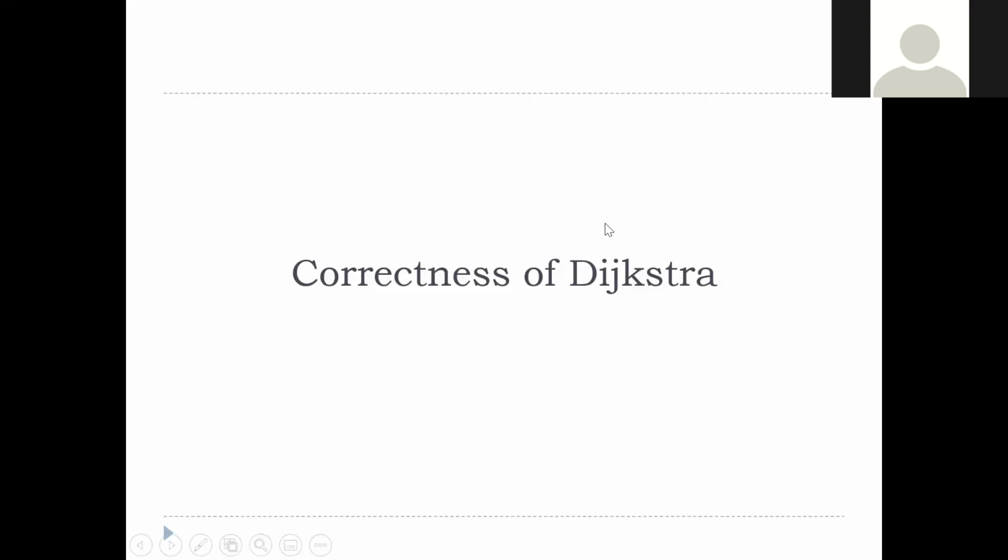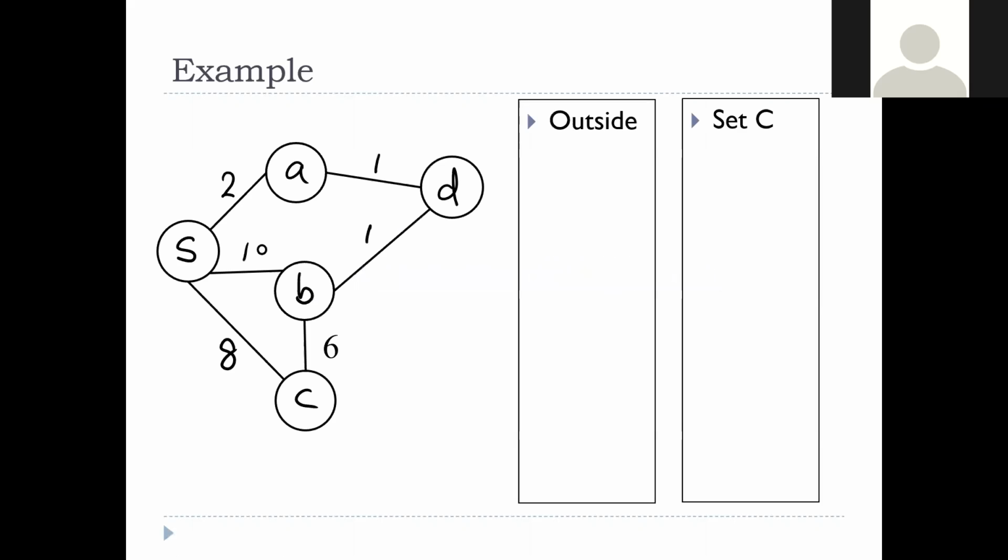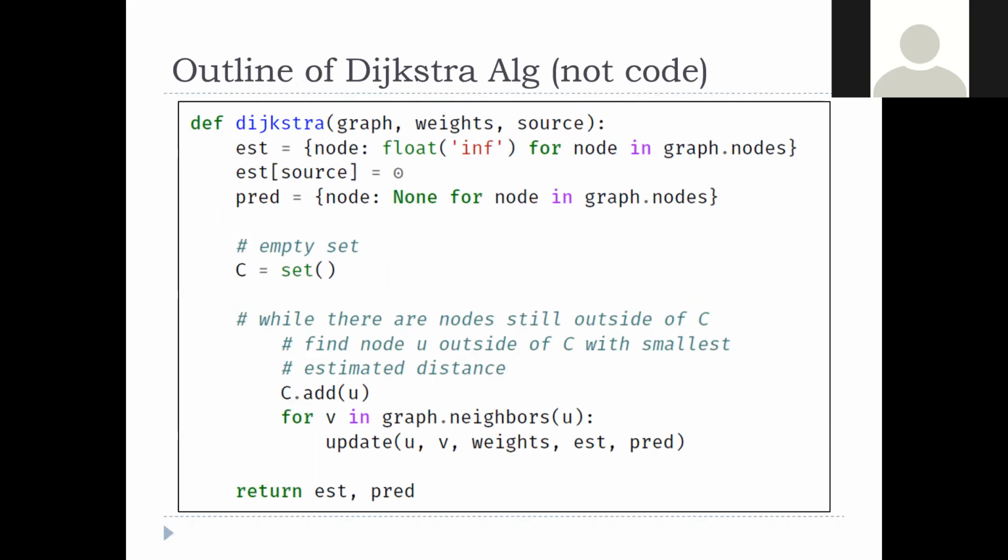Okay, so that's the algorithm. Let's first see why it is correct. Just to remind you, here is the outline of the algorithm. The algorithm basically maintains a set of nodes that you already explored, that you found their shortest path correctly. C, okay, keep growing the set C.